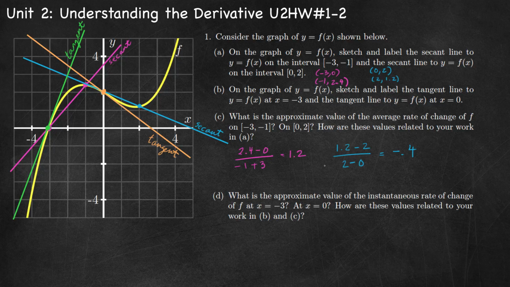Well, these are just the slopes of those secant lines. If you find the change in y over the change in x, you're finding the slope of the line containing those 2 points. So these values represent the slopes of the corresponding secant lines.